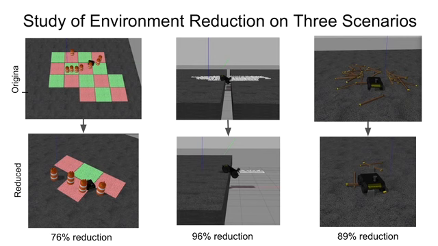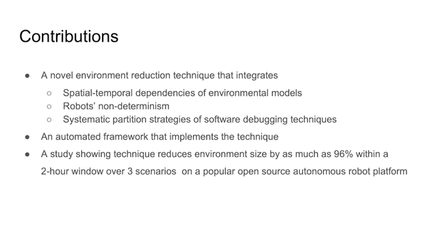Applying this technique to 3 separate scenarios, we arrive at a collection of minimal worlds with reduction ranging from 76 to 96%. We introduced a novel technique for environment reduction to assist the debugging of robot systems, the results of which are promising. Thank you.